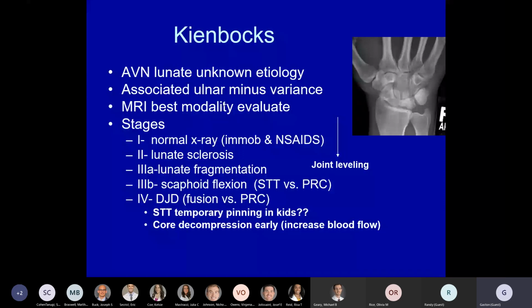The other one that comes up is Kienbock in a kid. In kids, be looking for temporary STT pinning. Another option would be a bridge plate. They haven't asked that, but something like that. Temporary STT pinning if they gave you a kid. Another thing, early on in Kienbock, there's a procedure called a core decompression, where you just drill a hole in the radius and ulna and kind of curette them a little bit. And the theory is that increases the blood flow to heal that, which simultaneously increases the blood flow to the lunate.